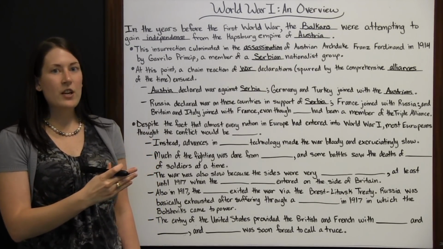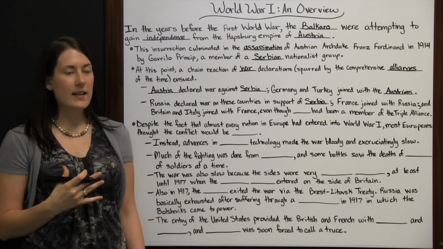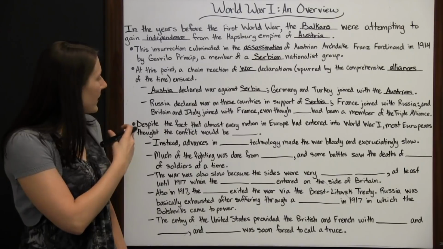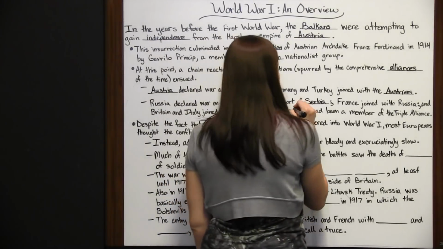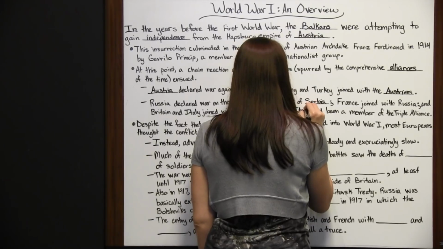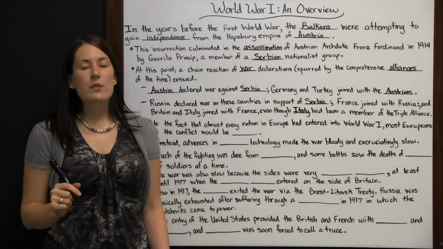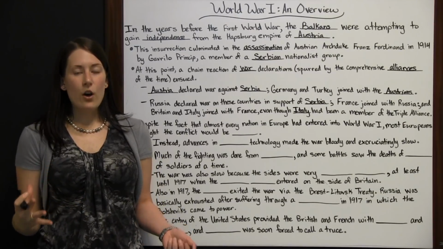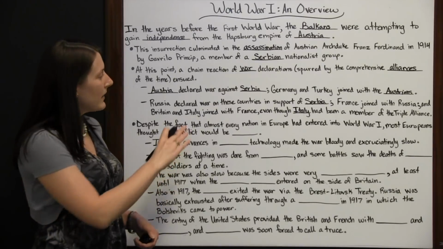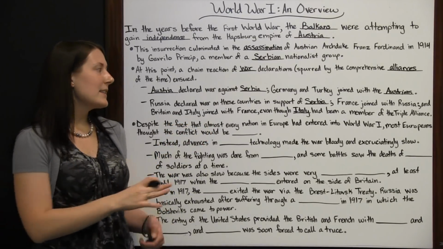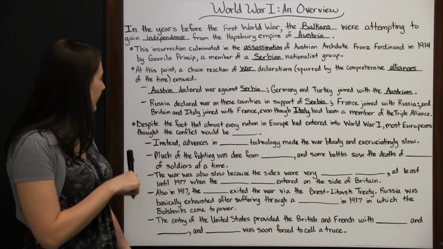France joined with Russia because France, Russia, and Britain had been in the Triple Entente alliance together. And Britain and Italy joined with France, even though Italy had been a member of the Triple Alliance. Originally, Italy, Germany, and Austria were the members of the Triple Alliance, the larger powers of Europe that were members of the Triple Alliance. But Italy backed out on that alliance and instead sided with the Triple Entente group.